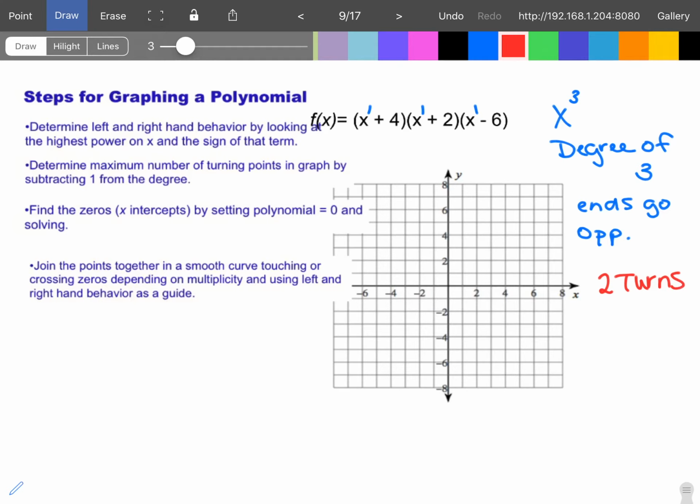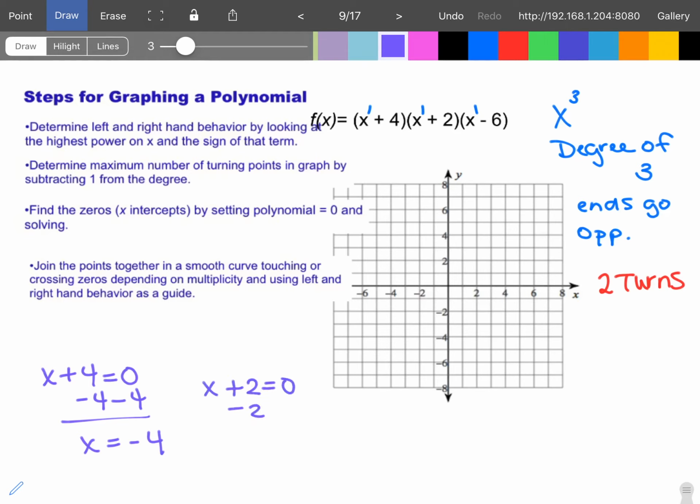Then we're going to find the zeros by setting the polynomial equal to 0 and solving. So we're going to take x plus 4 and set it equal to 0. That gives us an x-intercept of negative 4. We're going to take the x plus 2 and set it equal to 0. That would be negative 2. And the x minus 6 equal to 0. And that would give us 6.